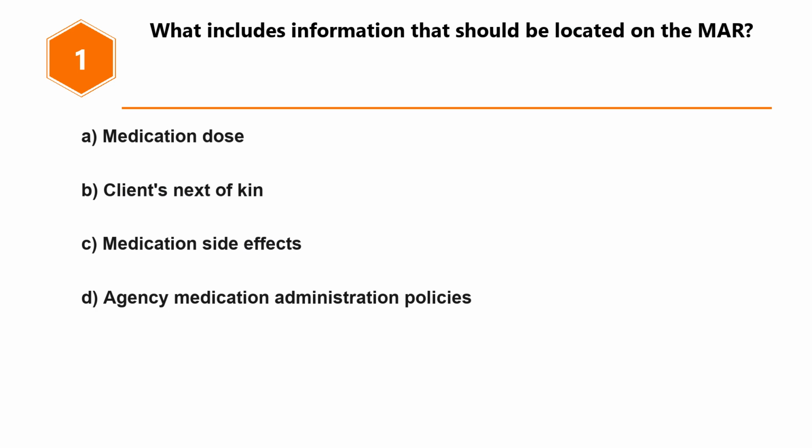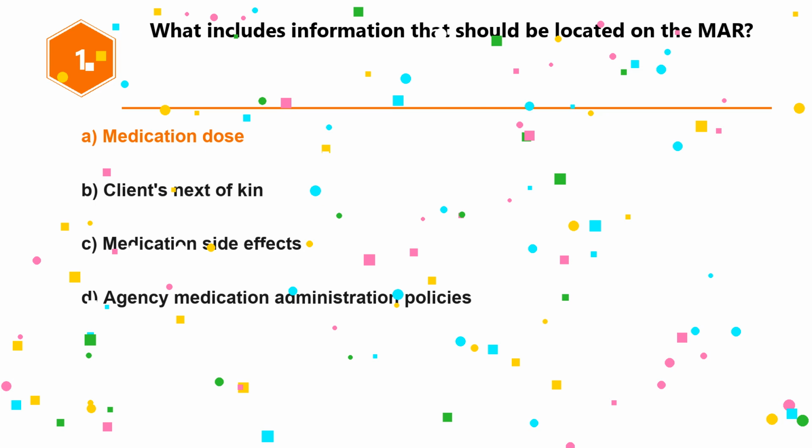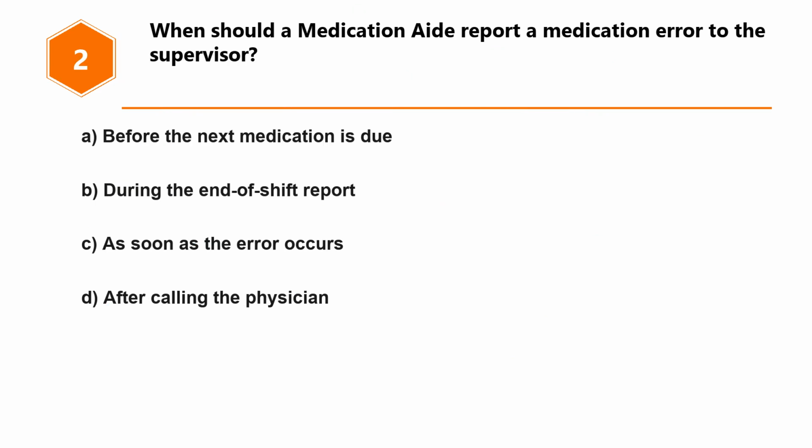Question 1. What includes information that should be located on the MAR? Option A. Medication dose. Option B. Client's next of kin. Option C. Medication side effects. Option D. Agency medication administration policies. The correct answer is option A. Medication dose.